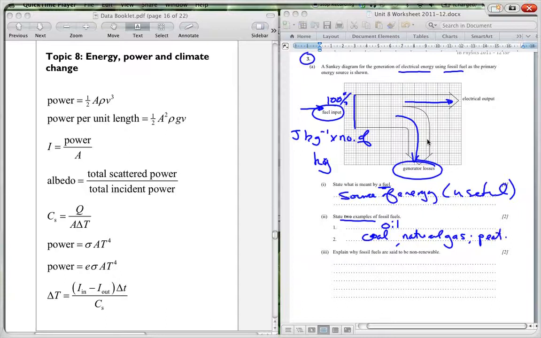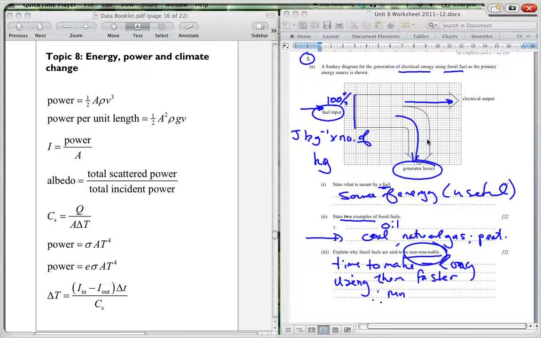Those are the ones. Explain why fossil fuels are said to be non-renewable. So to form these fossil fuels takes millions of years. So the time to make these fossil fuels is very long, and we are using them much faster than what they are being produced. Using them faster, they are going to run out. And that's why we call them non-renewable. We're using them much faster than what they are being produced.